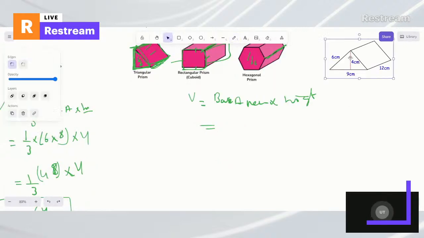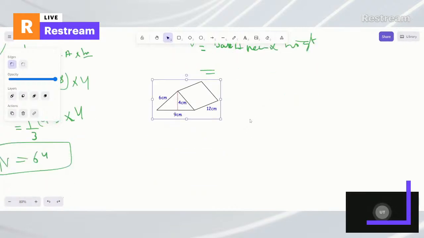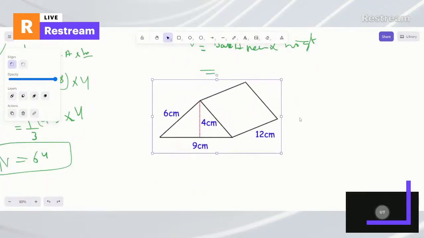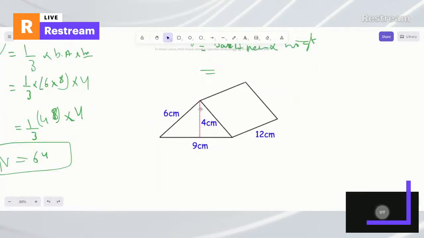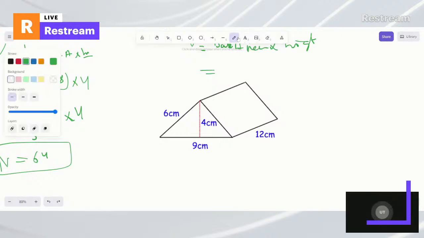Now I have a question right here. So let's just do this together. Now, if I have a triangular base and I have a prism, so first I need to find the base area of this shape. So how do I find the base area of this triangle?